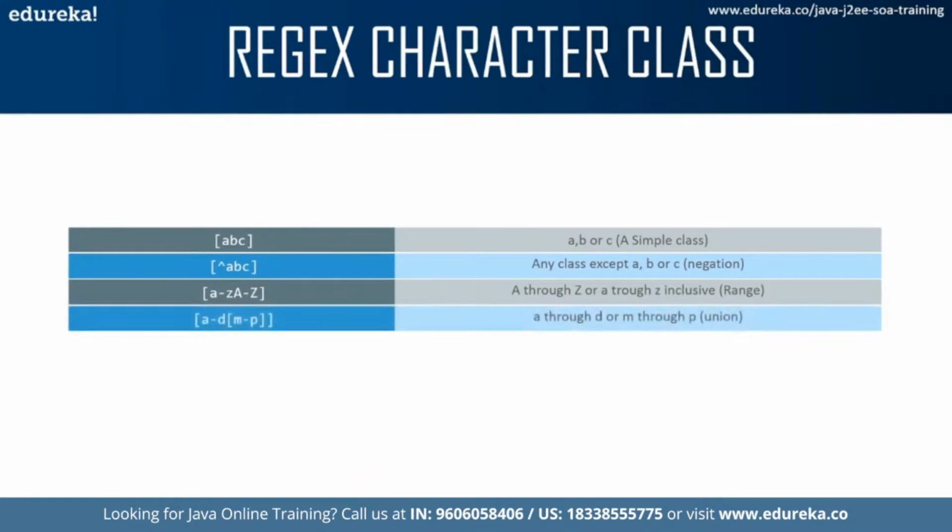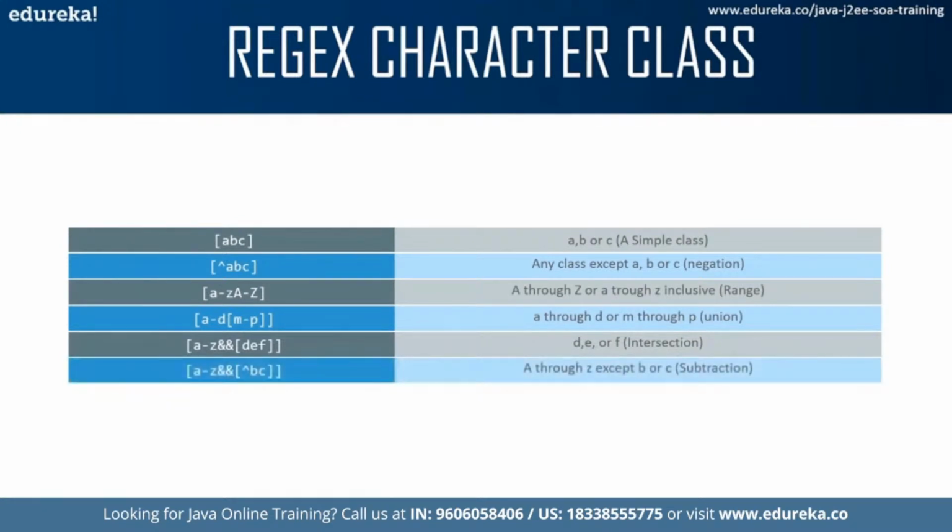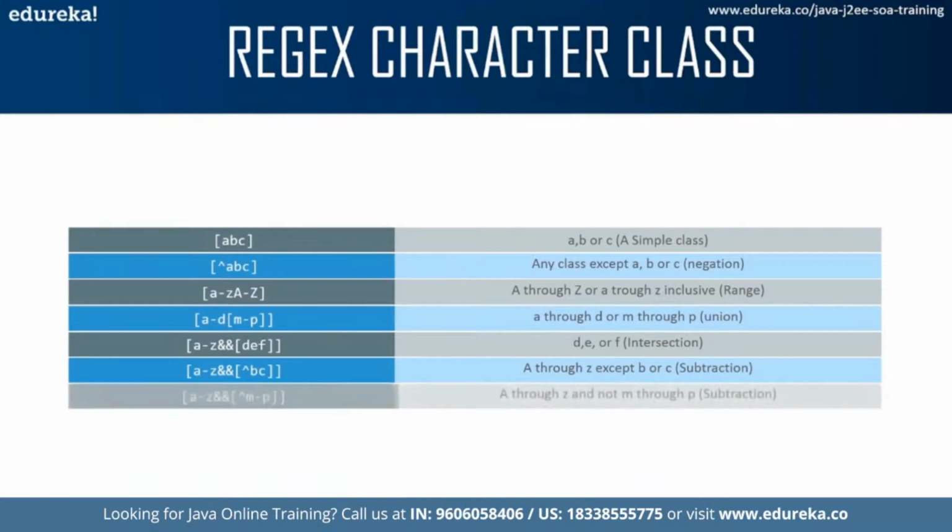Next, it has [a-d[m-p]], that is a union, a through d or m through p. And next you have [d-f] intersection with a to z, [a-z&&[def]]. And next you have a through z except for b and c, that is [a-z&&[^bc]]. That is a subtraction, where you have to negate b and c. Okay? And the last one is a through z and not m through p.